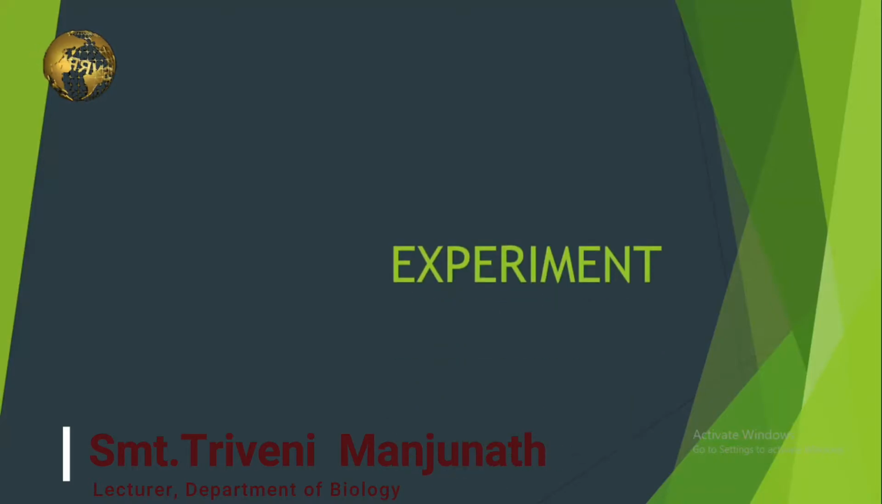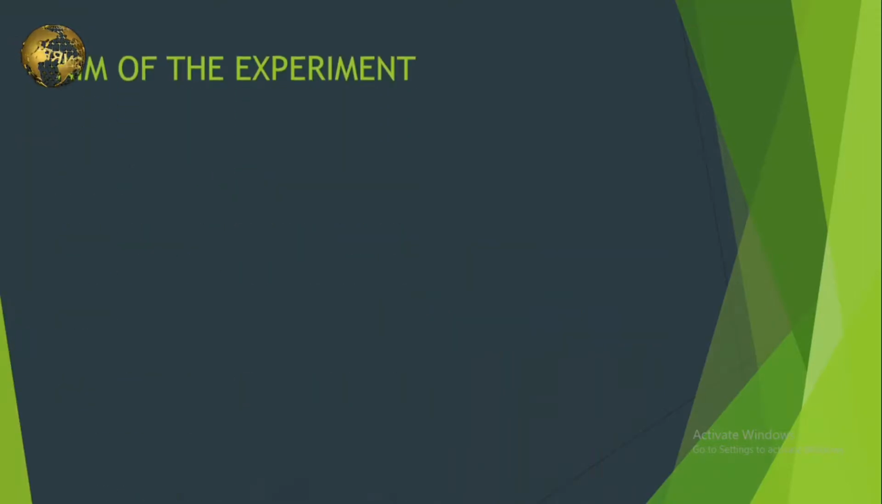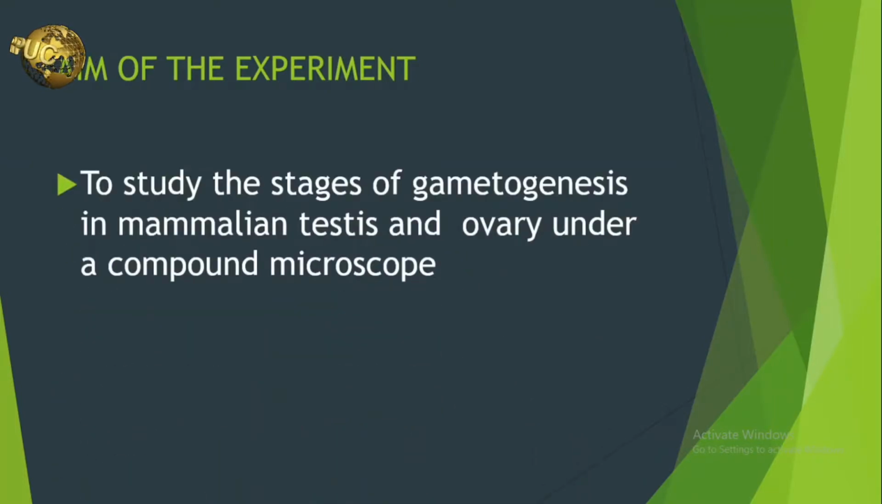Welcome to the biology practicals. In these practicals, let us learn about gametogenesis. Aim of the experiment: to study the discrete stages of gametogenesis in mammalian testis and ovary under a compound microscope.